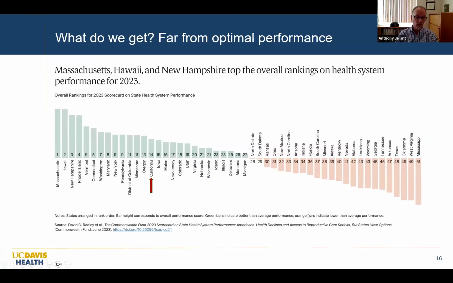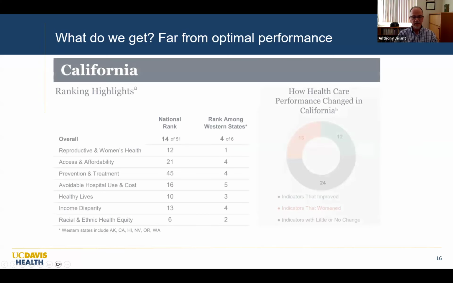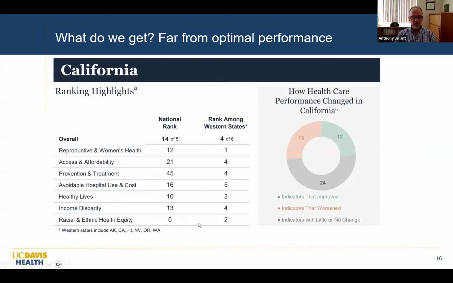And what do we get from it? Well, like the US as a whole, we don't get as much as we should. So if you look at this Commonwealth Fund 2023 scorecard on state health system performance, you might say, well, 14th isn't too bad, right? But we're an awful big state. We're a bigger economy than most other countries in the world, and you would think we might be able to do better. But when you drill down on specific metrics, we don't look that great.